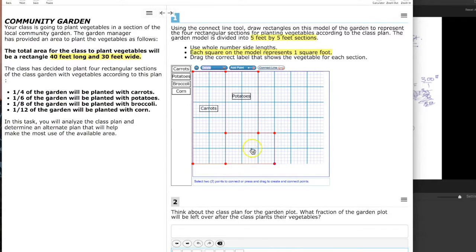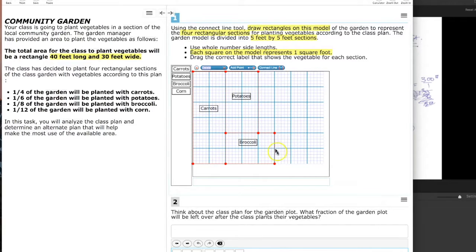Okay, so 1/8 is broccoli. And then finally 1/12 of the garden is corn, and 1/12 is 4. Now, at first I was going to make it go like here, up 3 and over, so 1, 2, 3, 4 of those 5 by 5 squares, right? But then I remembered up here, and I'm talking about being careful when you do the reading: draw rectangles on this model. Okay, draw rectangles to represent the 4 rectangular sections.